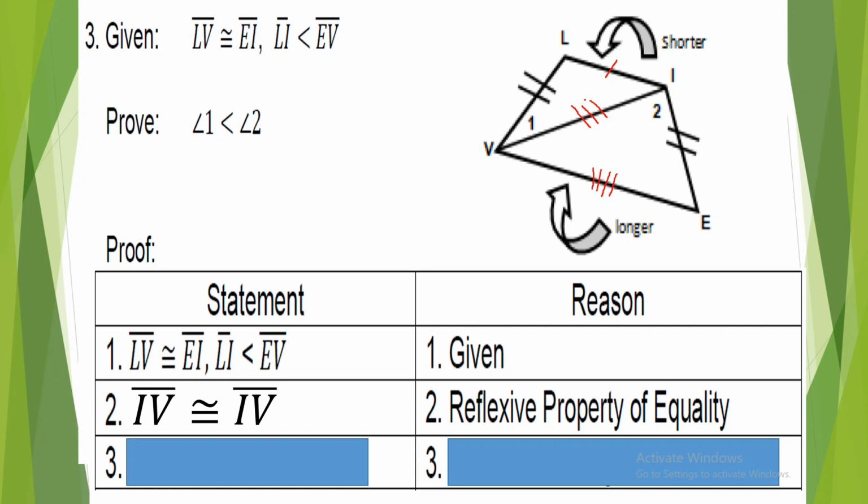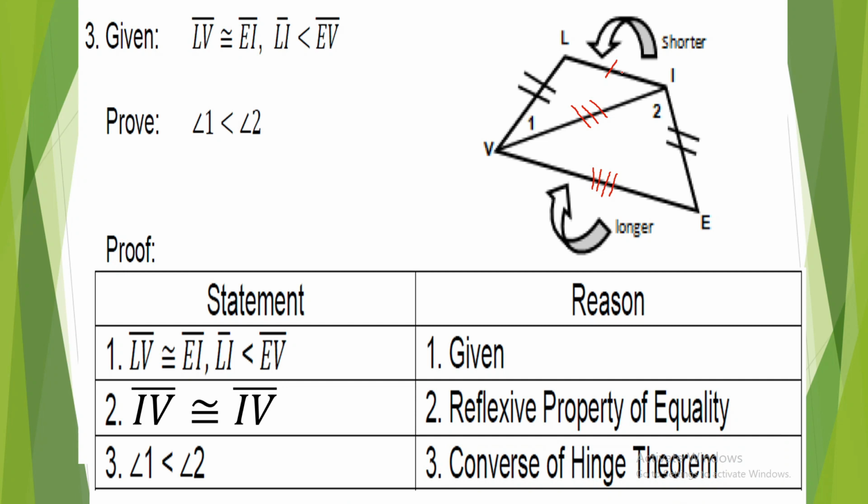Now look at the two triangles. So we can now see that the two triangles have two pairs of congruent segments. But the third side of triangle LIV, and that is segment LI, is less than the third side of triangle VIE, which is segment VE. So with that, we can now say that angle 1 is less than angle 2 by what inequality theorem? Of course, we have the converse of hinge theorem.